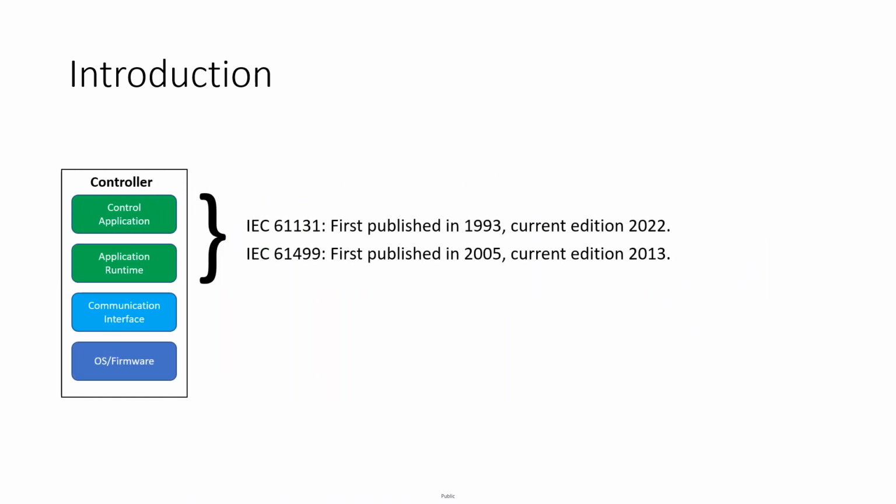Now that we've introduced the Purdue model and controller layers, let's focus on the top 2 layers of control applications, specifically the runtime and control application. These layers are managed by 2 standards, IEC 61131 and IEC 61499. IEC 61131, established in 1993, has been the cornerstone of industrial automation for decades. It standardized programming languages for programmable logic controllers, PLCs, making it easier for engineers to develop and deploy control systems.